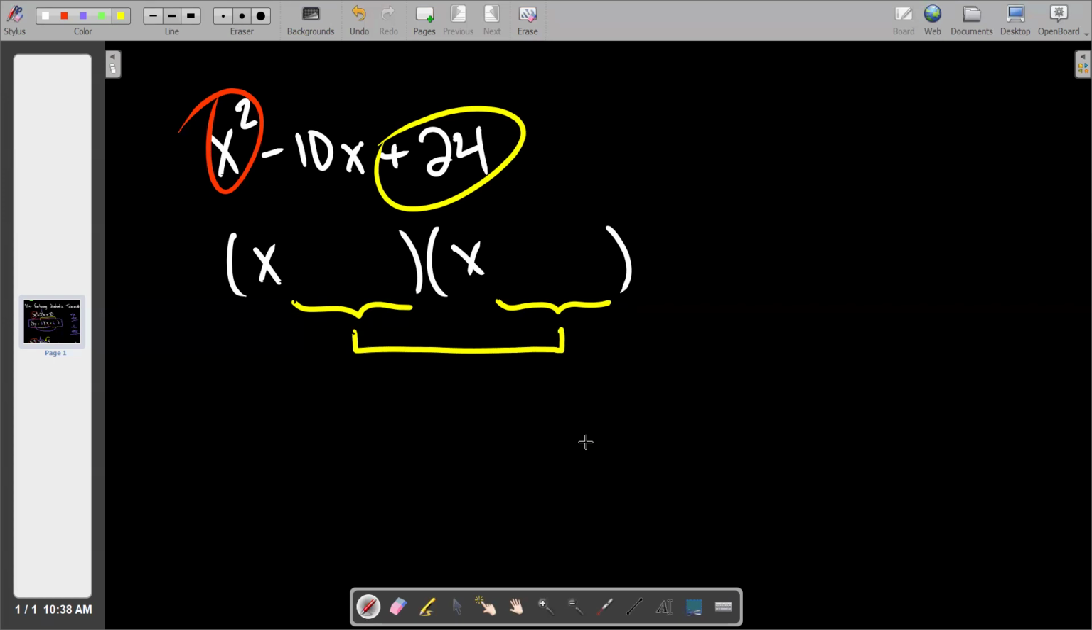But here's a trick for you. And I mean a trick like a magic trick, like a quandary, a dilemma. How in the world am I supposed to come up with numbers that multiply to make positive 24, but are going to wind up adding to make a negative 10? How in the world is that even possible? Positive 24 times 1. You what? You can't?